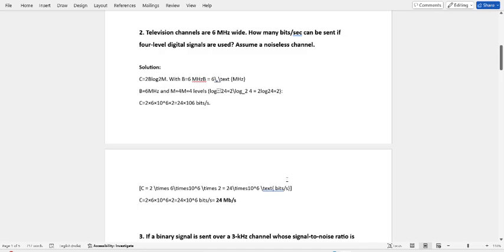Now our second problem. Television channels are 6 megahertz wide. How many bits per second can be sent if four-level digital signals are used?